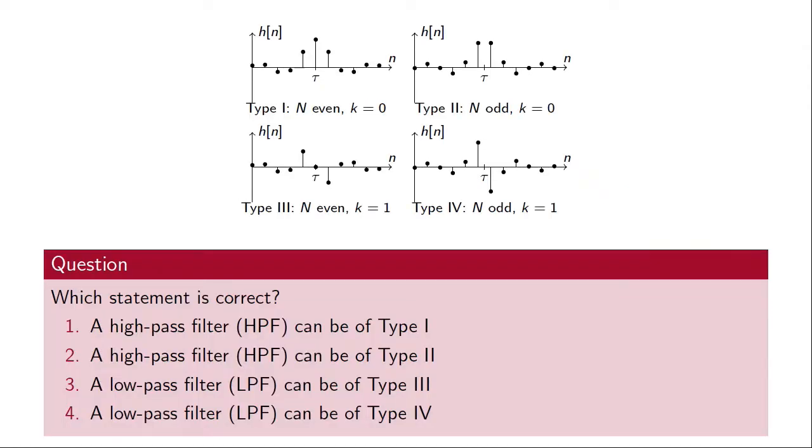It turns out that these different types of FIR filters with linear phase have some added properties inherent in the design, which makes them more or less suitable for implementing different kinds of filters. So look at a question here where we have 4 statements. The first statement is that a high-pass filter can be of type 1. Second, that a high-pass filter can be of type 2. Third, that a low-pass filter can be of type 3, and a fourth statement that a low-pass filter can be of type 4. It turns out that only one of these statements is correct. So can you see which one?